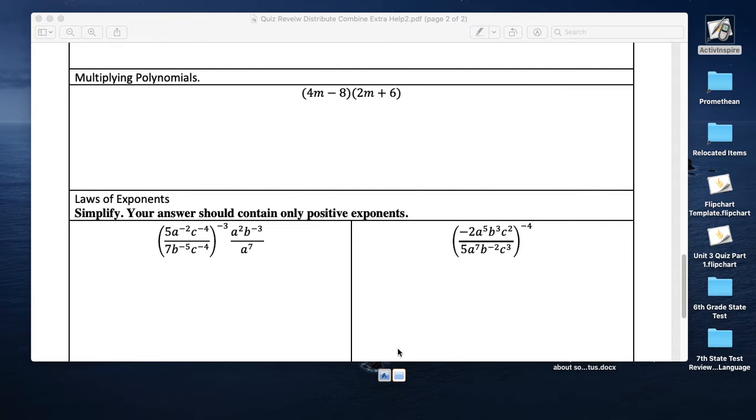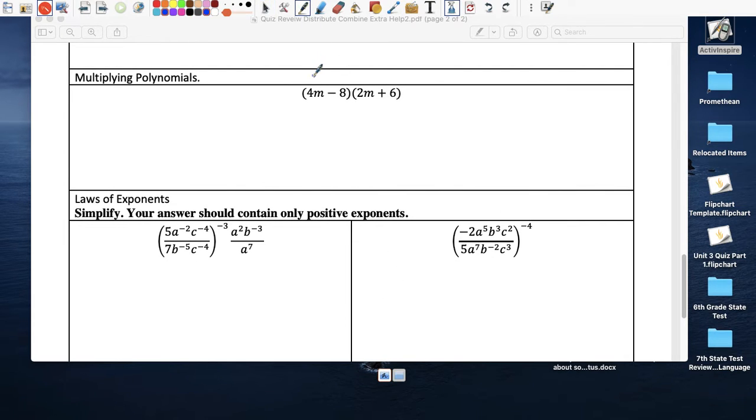Multiplying polynomials. So it's just a distributive property. We're going to do it here, and then we're going to do it here. Let's do it with the 4. 4m times 2m is 8m squared. 4m times 6 is positive 24m.